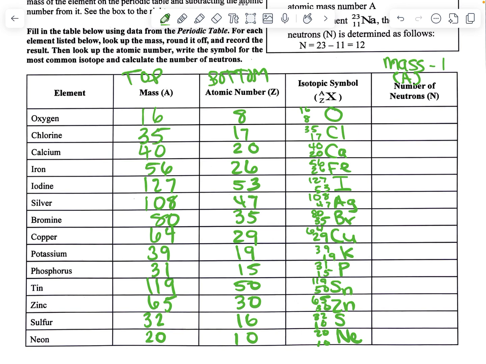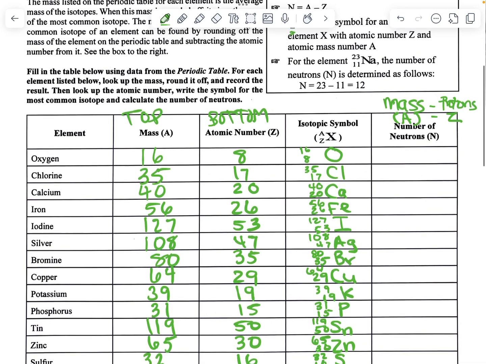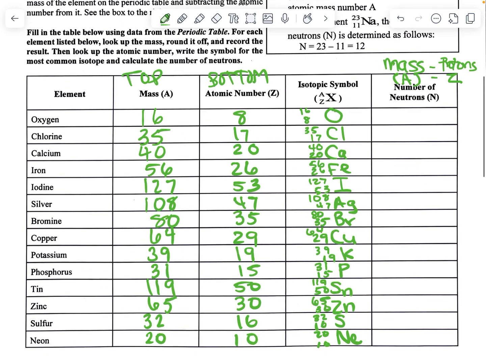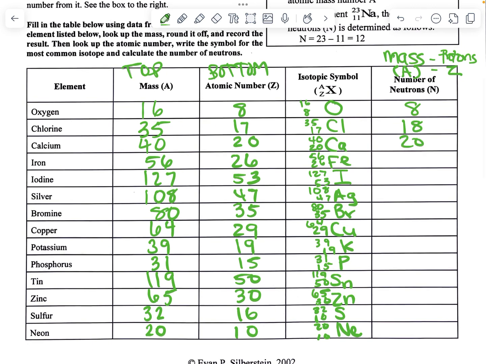Finally, to calculate the number of neutrons, this is going to be mass, which we have as A, minus protons, which is atomic number, minus Z. So A minus Z will give you your number of neutrons. So 16 minus 8 would be 8. 35 minus 17 is 18. Go ahead and use your calculator if you'd like. I've already done this. We're just going to subtract this column minus this column.